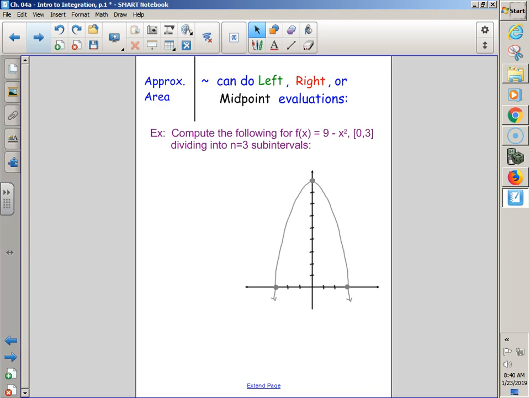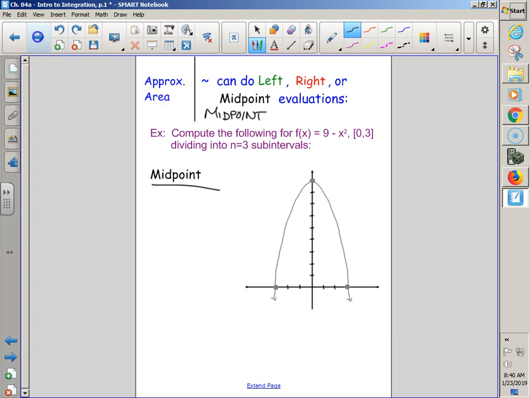Approximate area, let's do midpoint. This one gets to be a little bit funny. Not impossible, just a little bit funny. Before we even get down to actually doing the midpoint, let's talk about an interval again. Whenever we have a little subinterval, a little piece inside the larger picture of A to B, midpoint's a little rough because we're not allowed to use the left or the right. We have to use the midpoint.